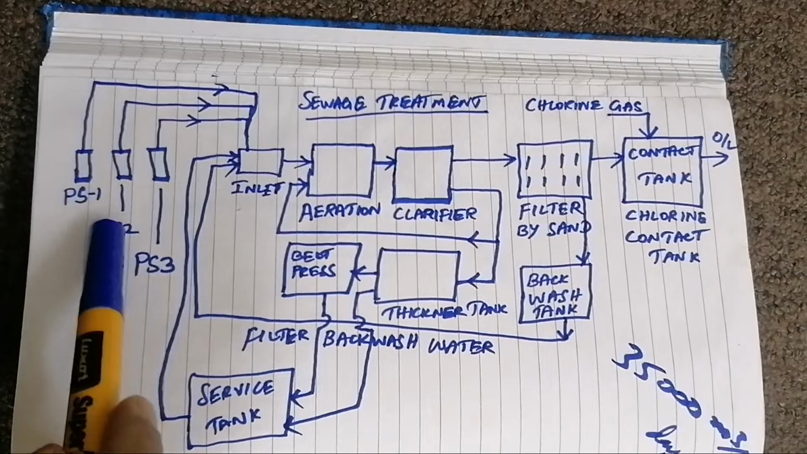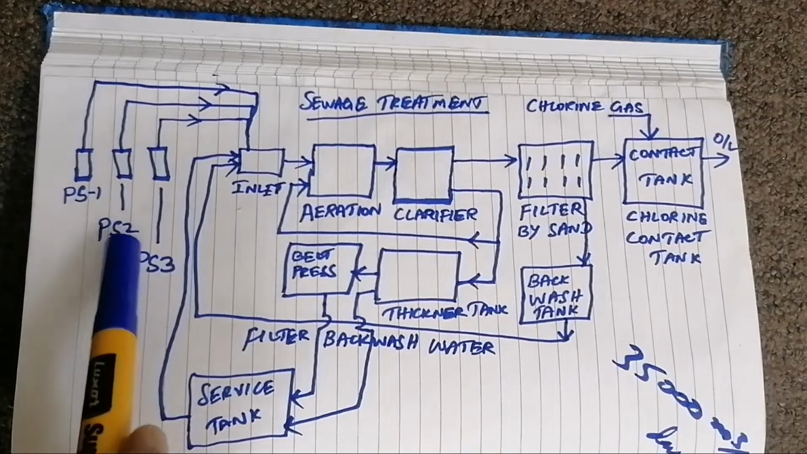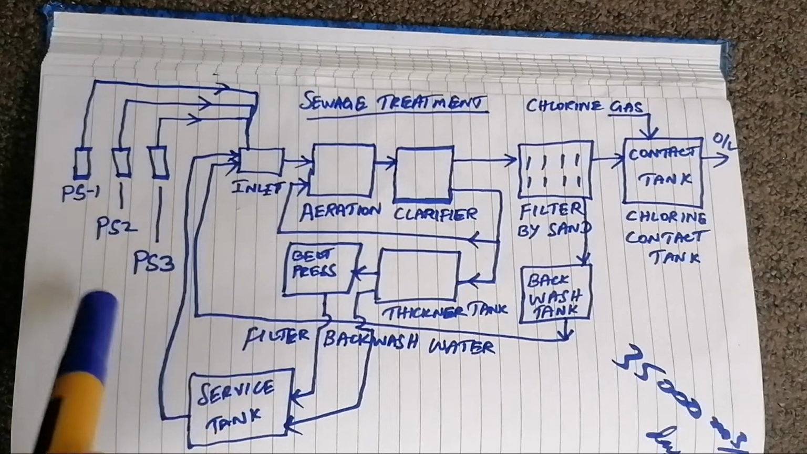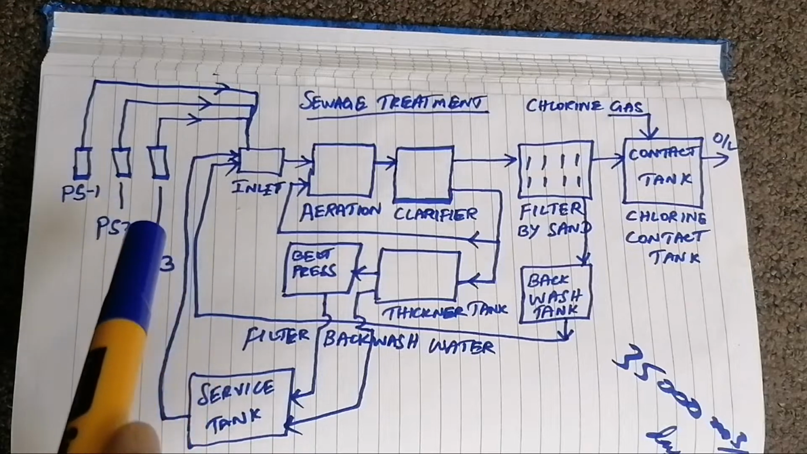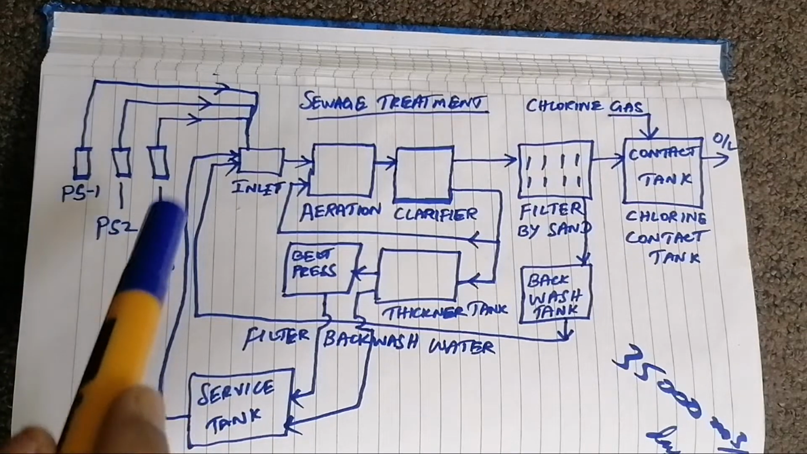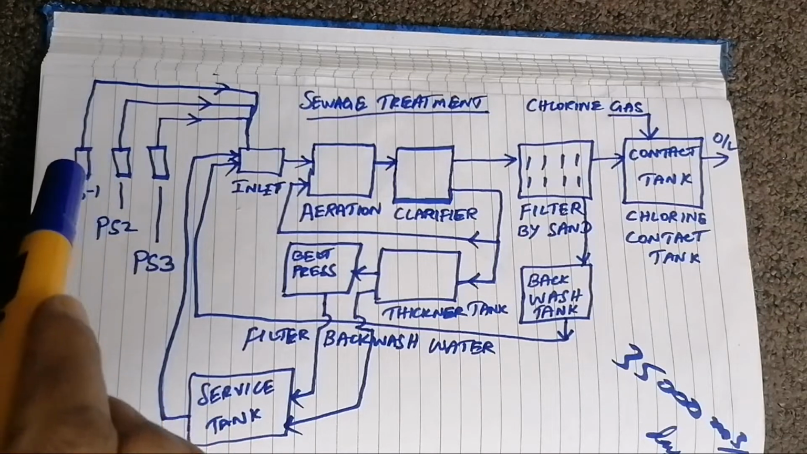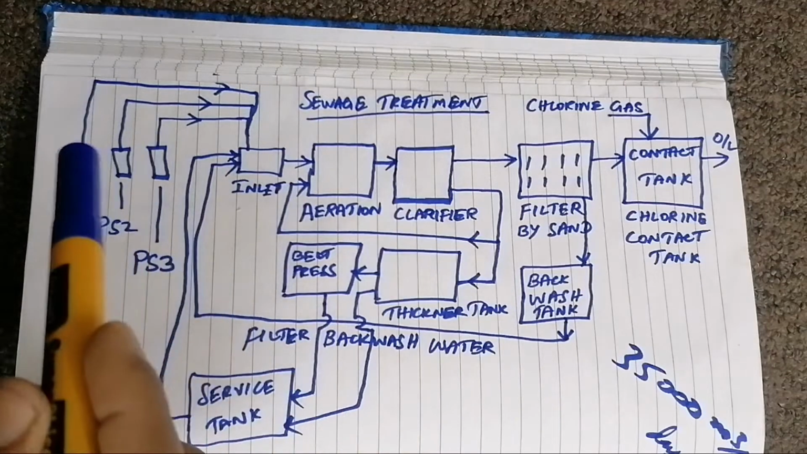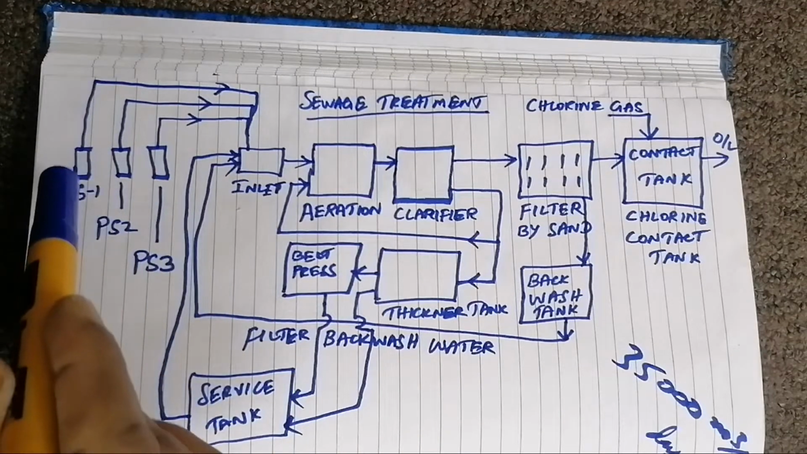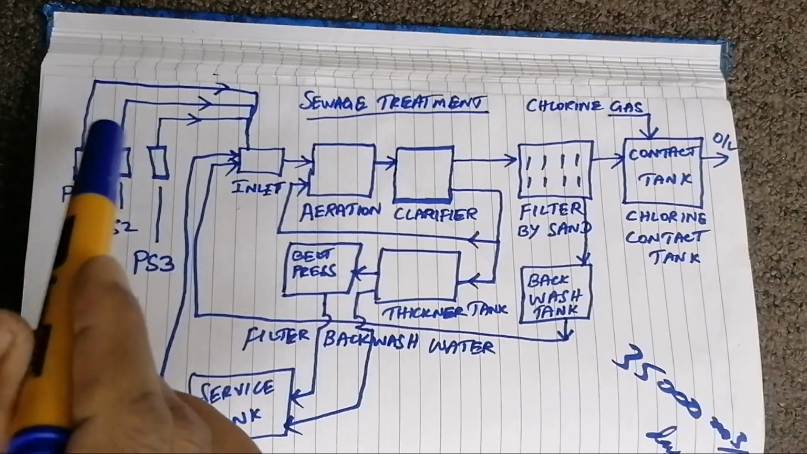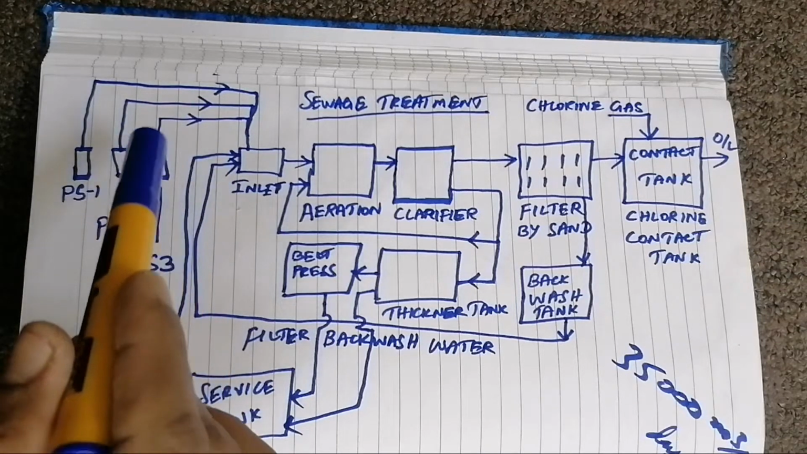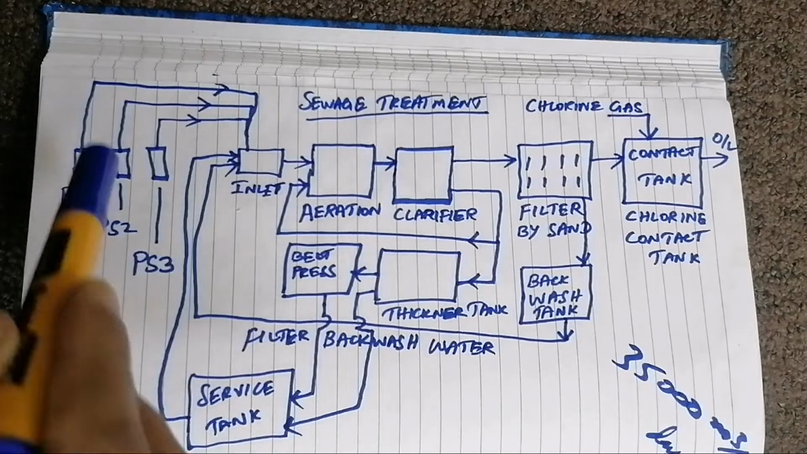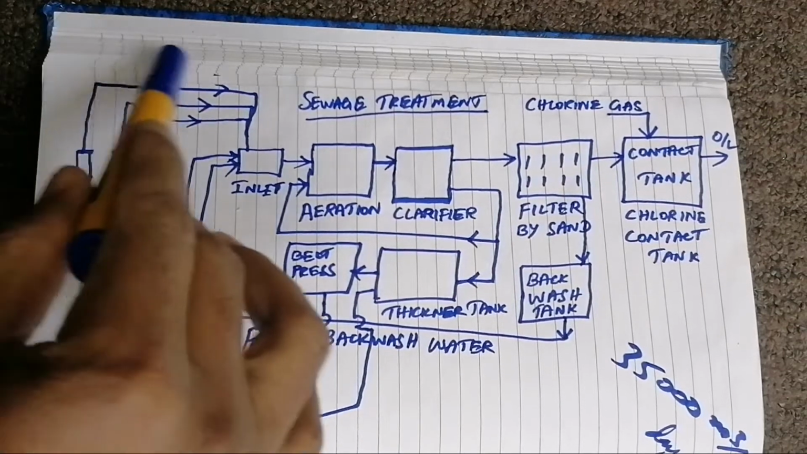First, PS1, PS2, PS3 are nothing but the pumping stations: pumping station 1, pumping station 2, pumping station 3. Normally in a big city, there will be a lot of collections. Water will be collected at a particular pumping station. The water coming from domestic usage comes through pipelines and is collected in a particular pumping station. Like that, water from different places is collected in pumping stations 1, 2, 3. Pumping station 1 will collect the water of a particular area, and from that pumping station it will be pumped to our plant.